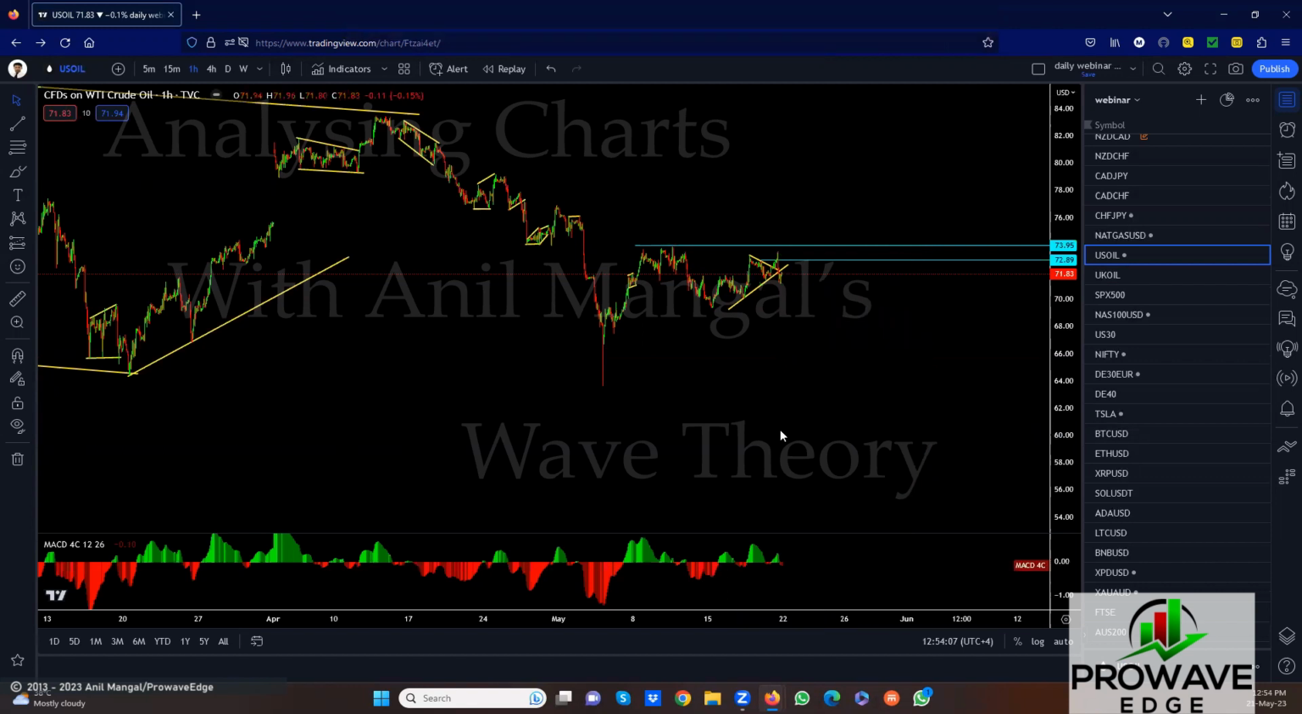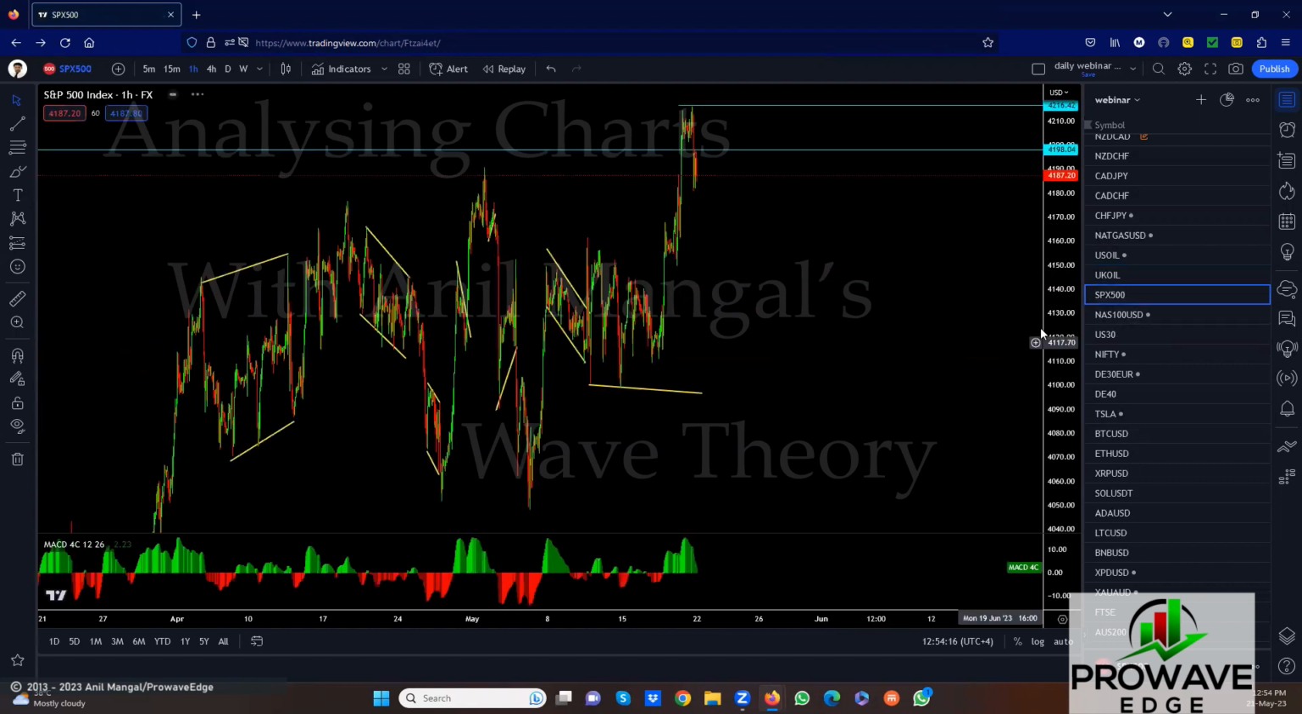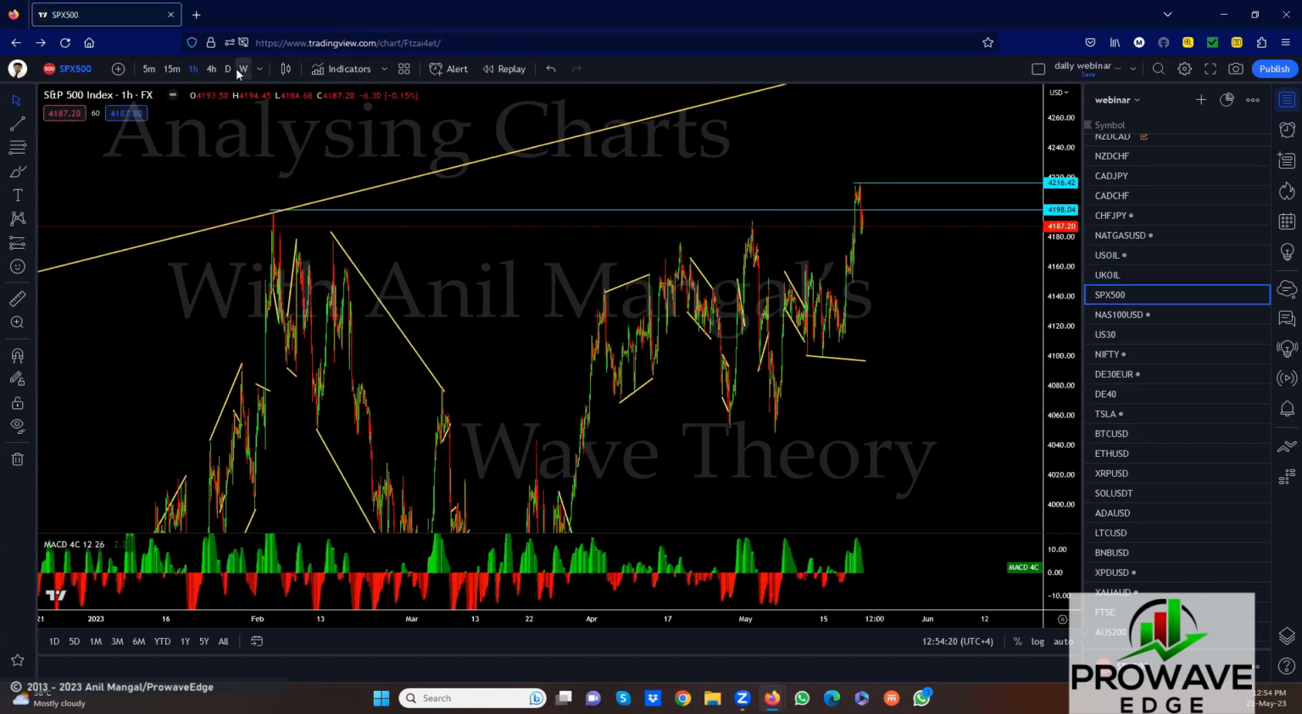So if you're going to trade in it, you have to understand how it could develop and understand when a trade is possible and when a trade is not worthwhile taking. S&P 500. Okay, so we're coming down from that top. Let me just show you the bigger structure.